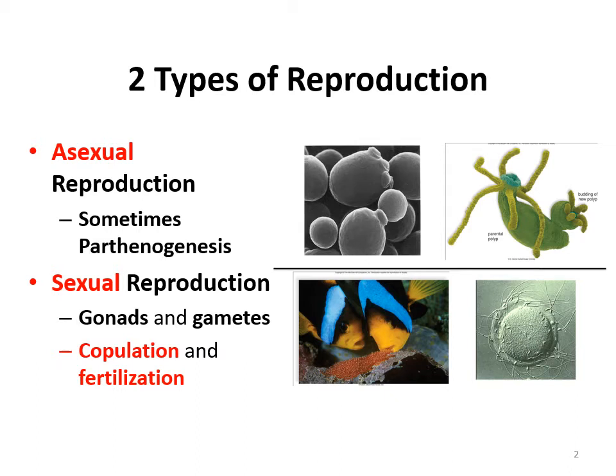The other terms I want you to know for sexual reproduction are copulation and fertilization. Copulation is simply the act of sex, so sexual union, penis meets vagina, for instance, whereas fertilization is when the gametes meet. So a sperm uniting with an egg to form that single cell zygote, whether it's internal or external, that is fertilization.